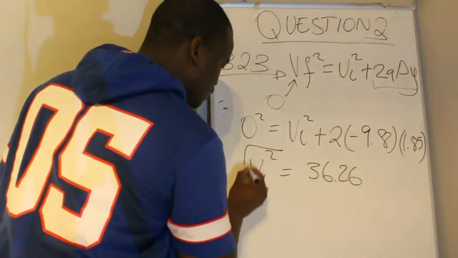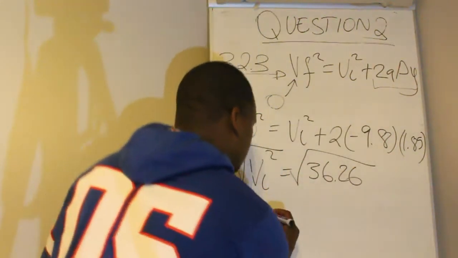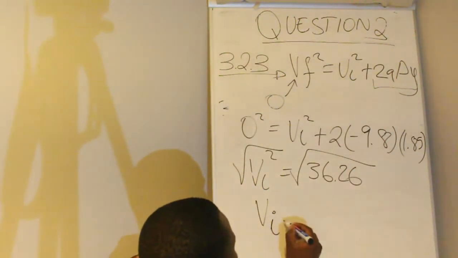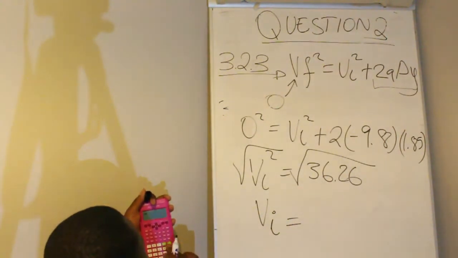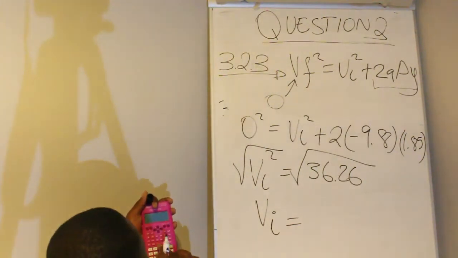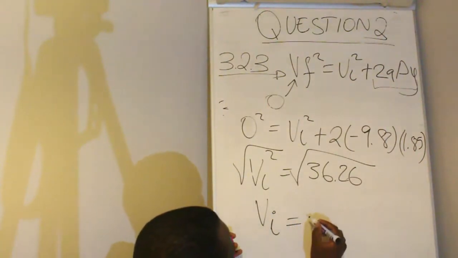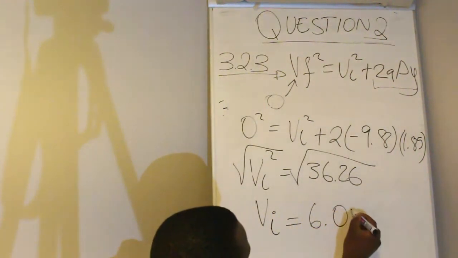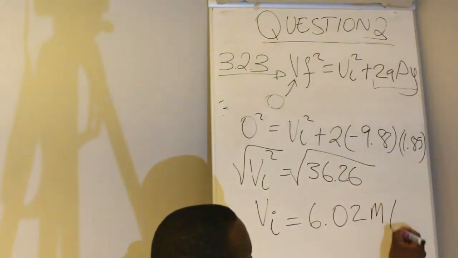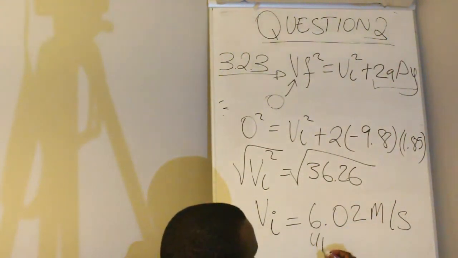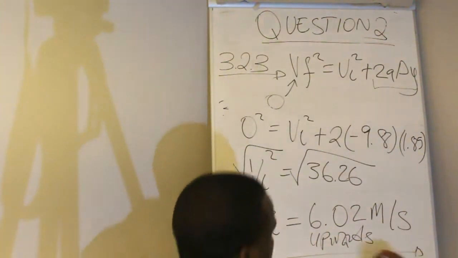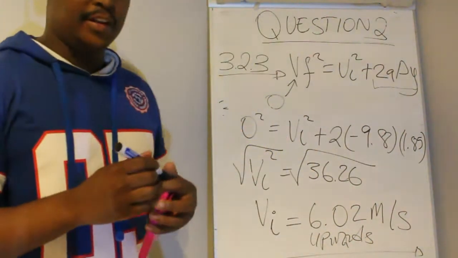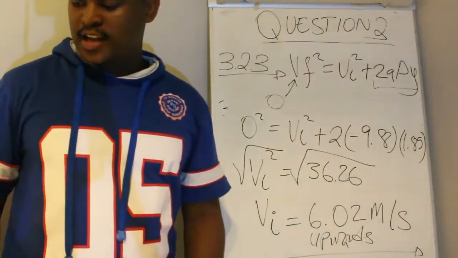You don't have to do this. Take the square root of this, take the square root of that. So Vi is equal to the square root of 36.26, and that is 6.02 meters per second upwards. So this is how you answer 3.2.3. Then we proceed to the next question.